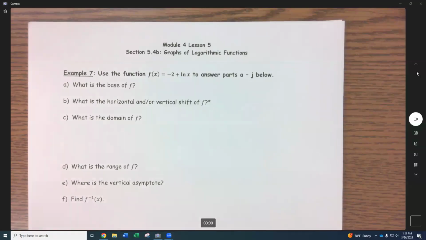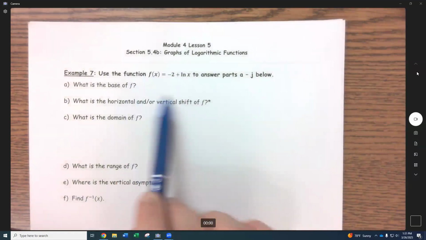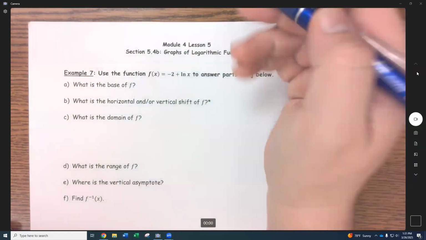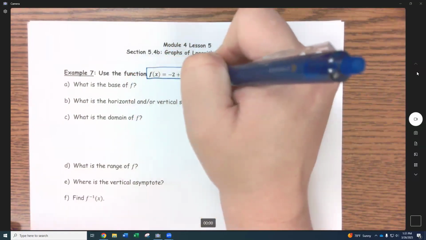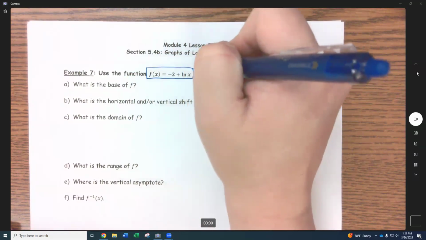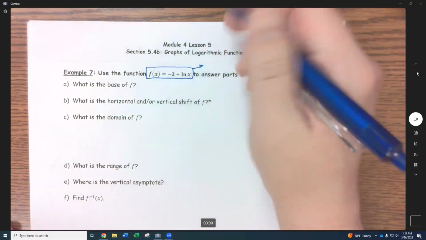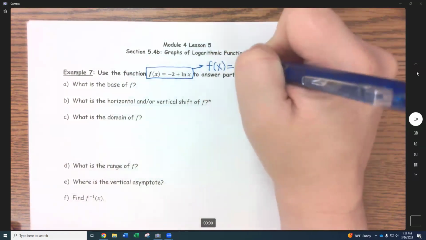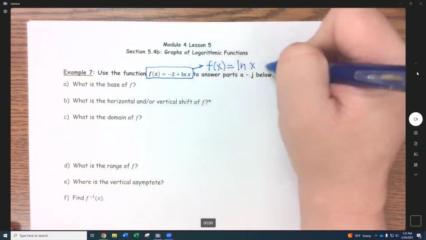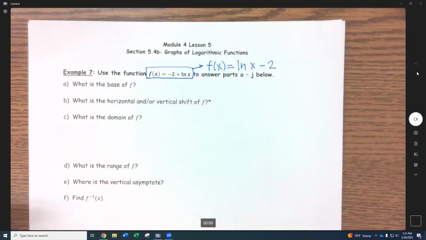Example 7 is asking the same questions as example 6. So we have our function right here, and they kind of wrote this a little strange to me. And I think, well, let's rewrite it. So you can rewrite this as f of x equals the natural log of x minus 2.